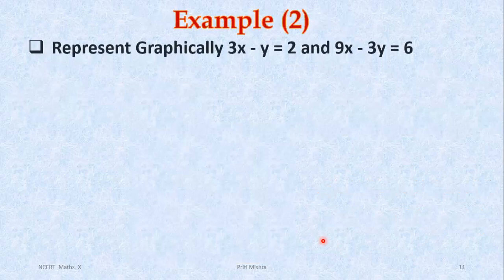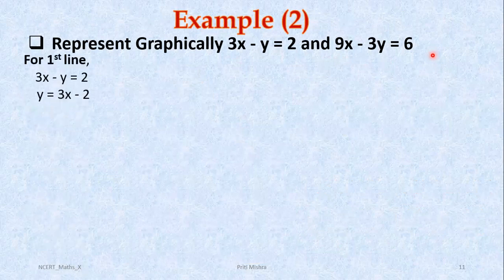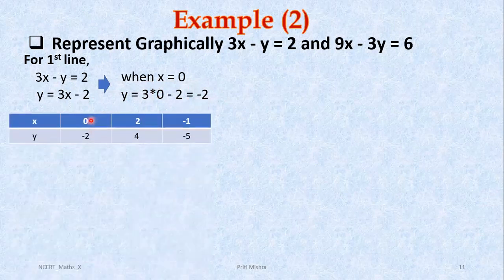Let's start the second question. Represent graphically 3x minus y is equal to 2 and 9x minus 3y is equal to 6. So first of all, we will rewrite this equation in terms of y. For the first line, 3x minus y is equal to 2. y can be written as 3x minus 2. Then for different values of x, we can have different values of y. So for x is equal to 0, after putting x equal to 0, we have y is equal to minus 2. Just like this, we can have 3 different points: 0, minus 2, 2, 4, and minus 1, minus 5.